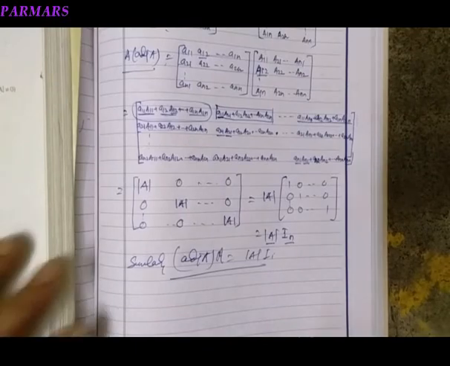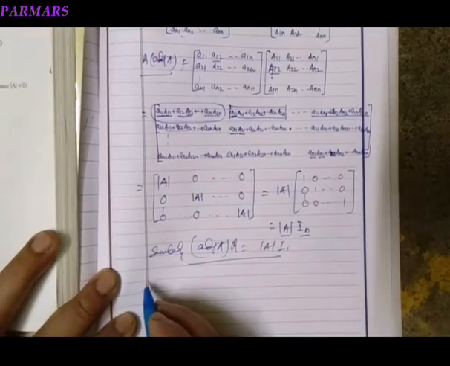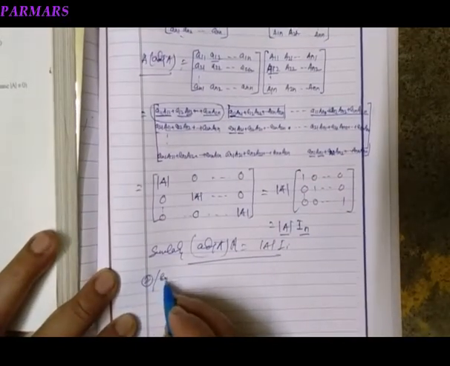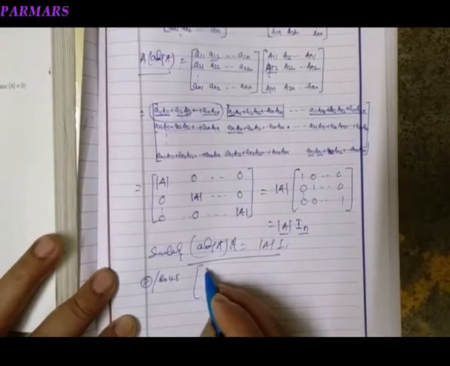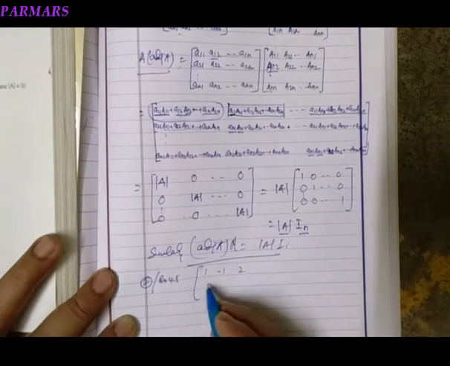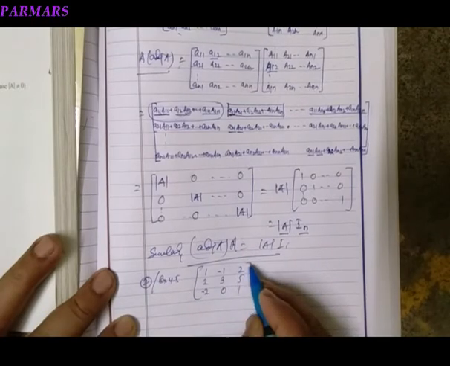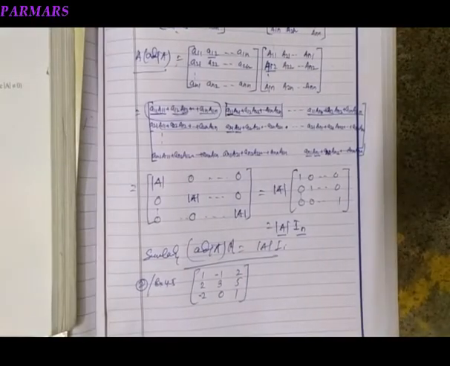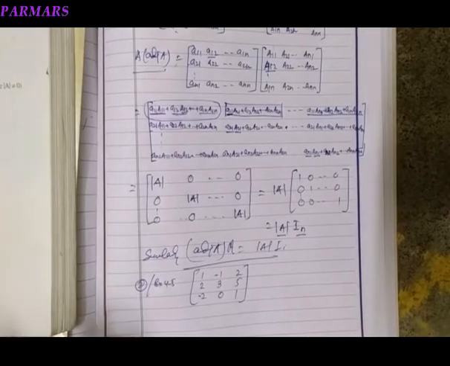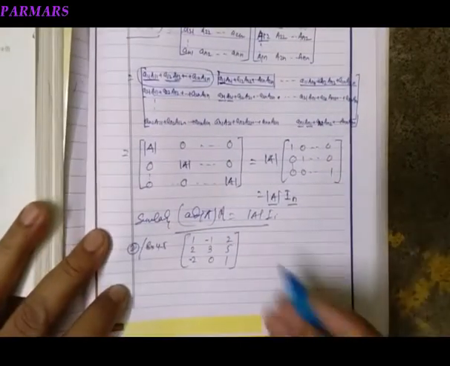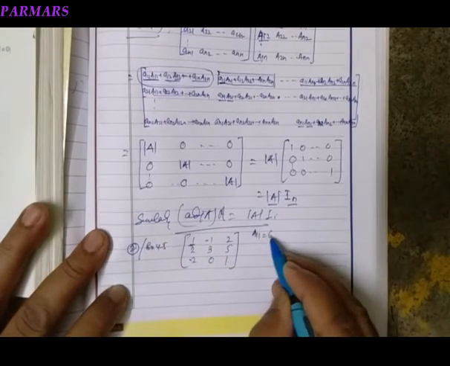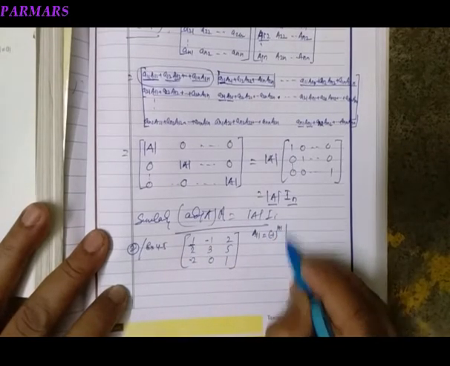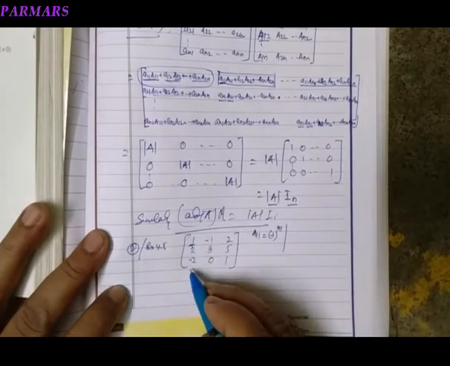So I am taking one example here, example number 2 of exercise 4.5. This is a 3 order matrix: 1 minus 1 2, 2 3 5, minus 2 0 1. First you have to find the cofactors of each and every element. I am writing here A11 means cofactor of 1. It is minus 1 to the power 1 plus 1. Delete row 1 and column 1, leaving 3 5 0 1.